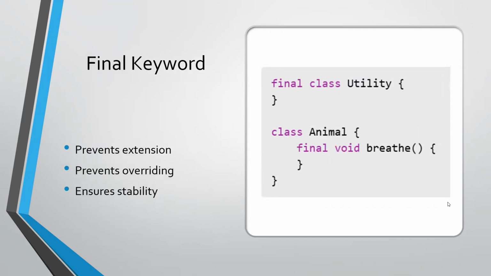The final keyword. I talked about the final keyword in the lecture when I introduced classes. So the final keyword is, as it says, final. If you have a final class, you cannot extend this class. Like final class Utility, if you try to inherit from this class, it won't compile. It's going to say, no way. It prevents overriding. So you cannot override a final method. You can inherit the method, you just can't override it. And it ensures stability.